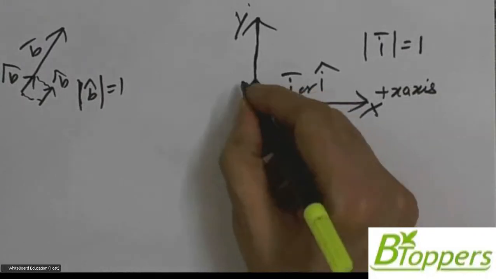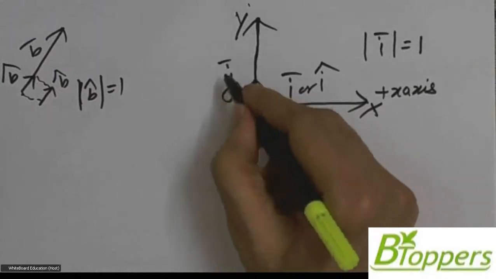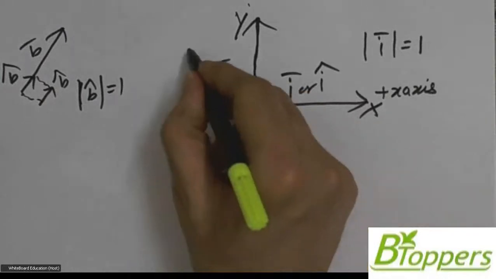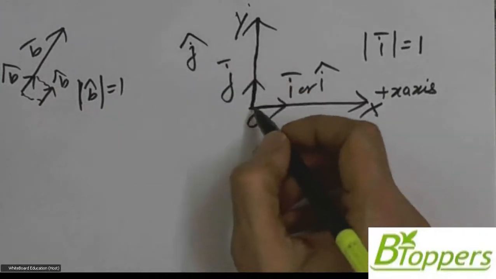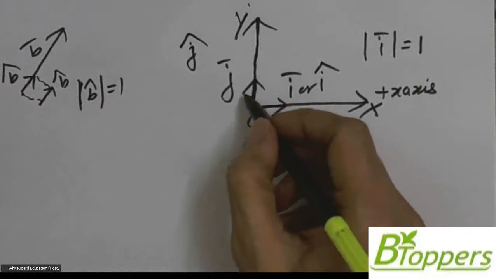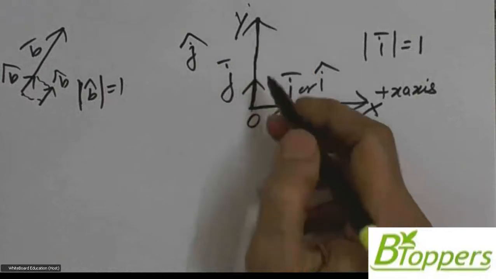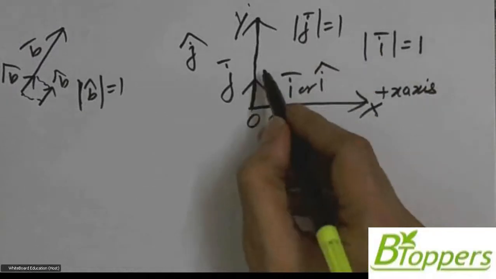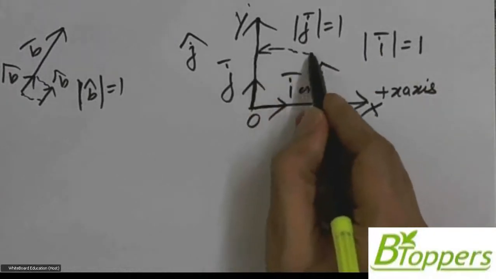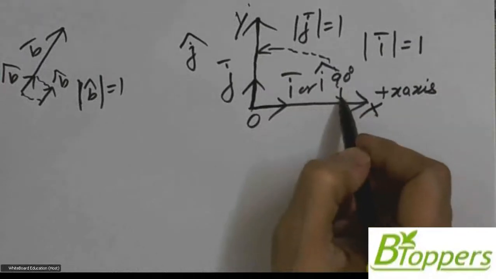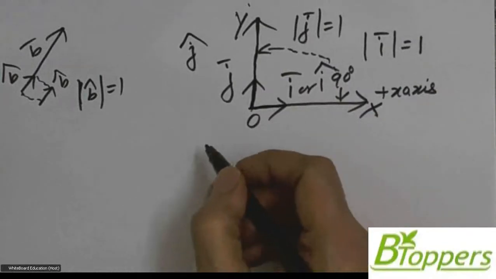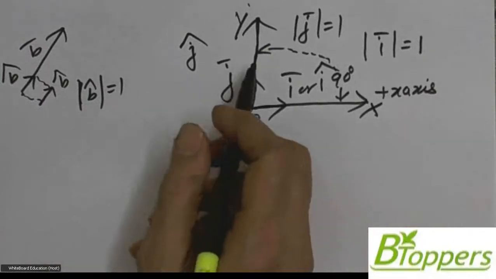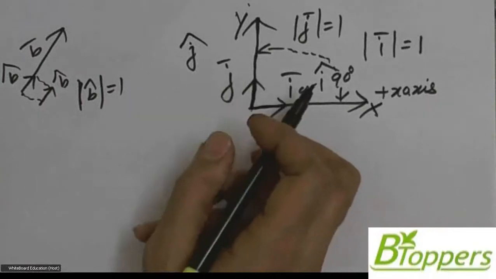In the same way, the unit vector which acts in the positive direction of the y-axis is denoted by J bar or J cap. That means J bar is a vector which acts along the positive y-axis. Its magnitude is equal to 1 unit. The unit vector J bar is perpendicular to the unit vector I bar. As I discussed, any vector can be expressed as the product of its magnitude and the unit vector in the same direction.